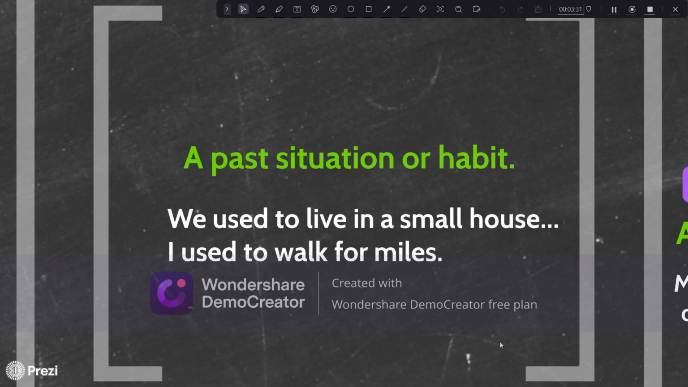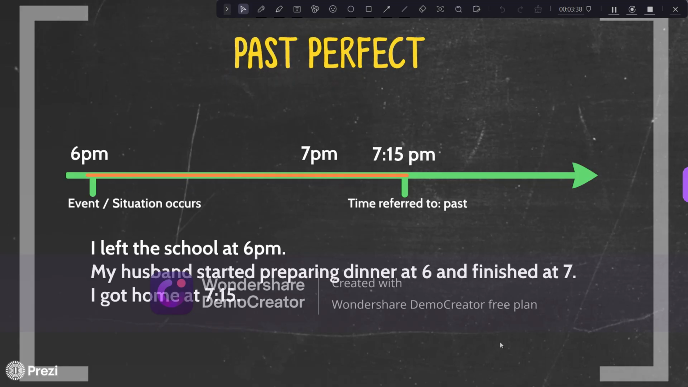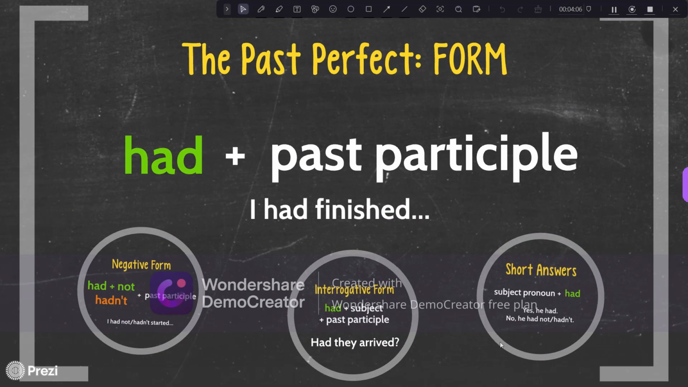Third use, a past situation or habit. We used to live in a small house. I used to walk for a mile. Past perfect. Now, past perfect is slightly different in use from the past simple. For example, I left school at 6 p.m. My husband started preparing dinner at 6 and finished at 7. I got home at 7:15.